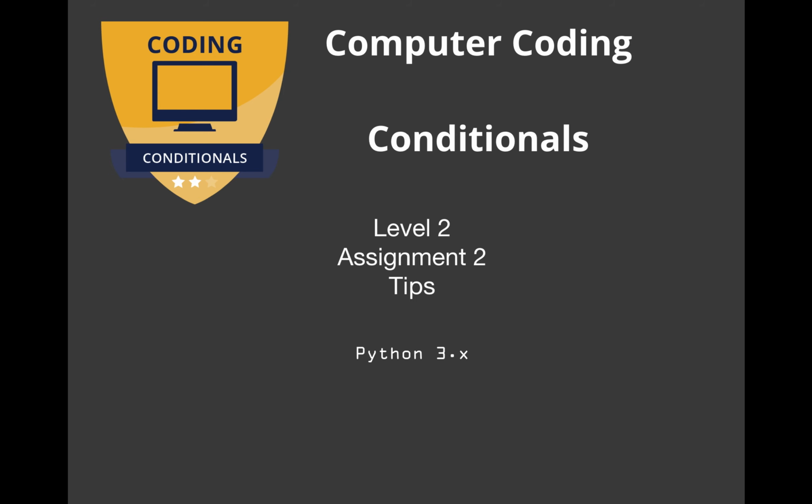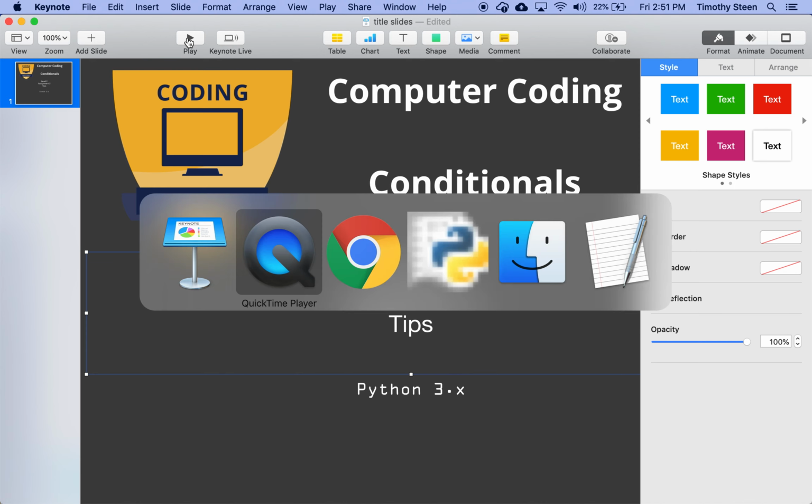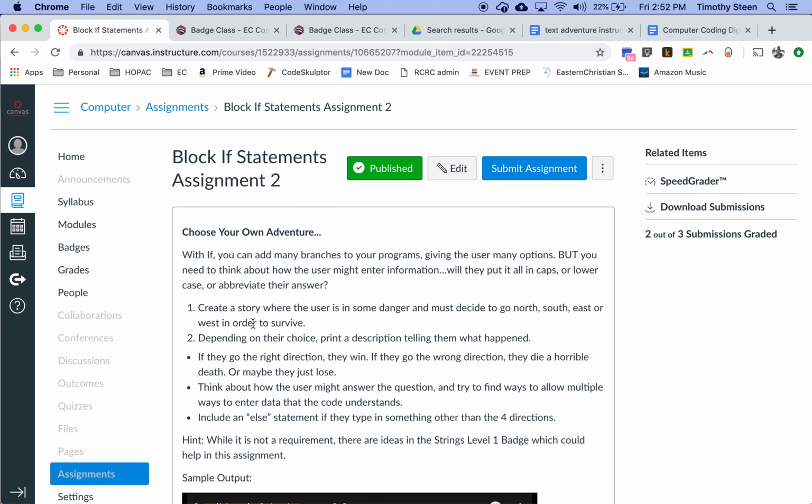Alright, let's take a look at assignment 2 and see if there's any tips I can give you. I mean, I hope there is, otherwise why am I making a video? This is the choose your own adventure assignment where you can create a little story where people have to go north, south, east, or west.